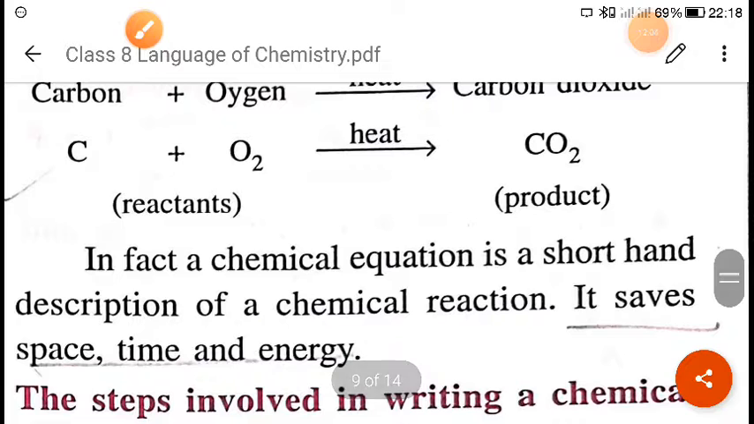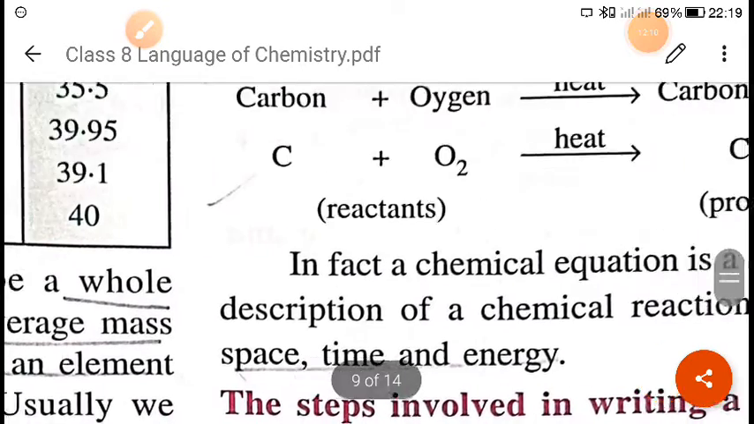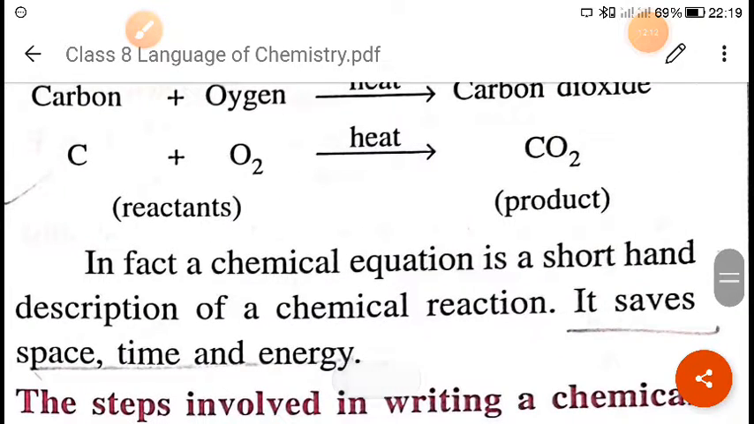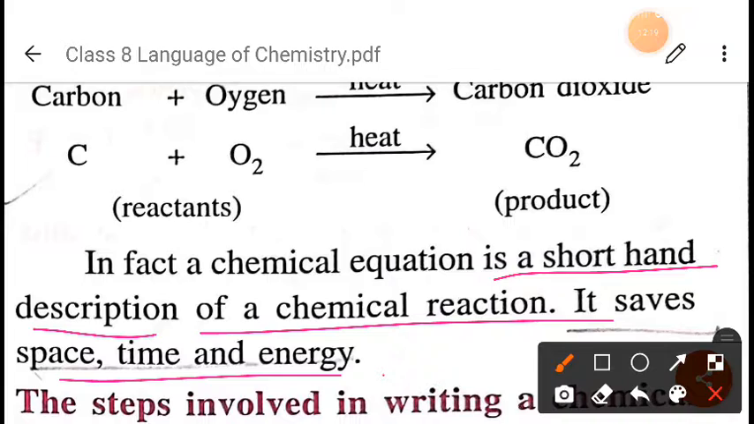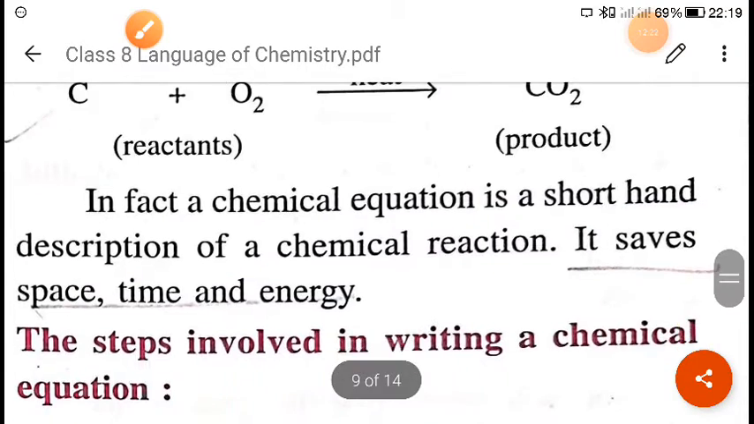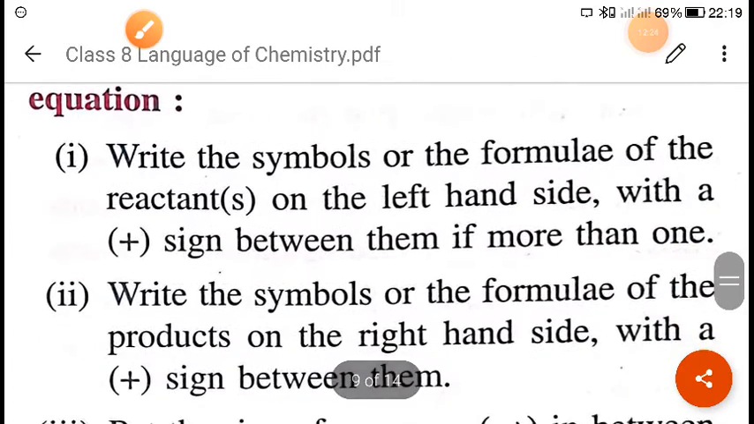Now, in fact, a chemical equation is what? A chemical equation is just a shorthand description of the chemical reaction. It also saves time, space and energy, right? So what are the steps involved in writing the chemical equation? First of all, what is the first step?